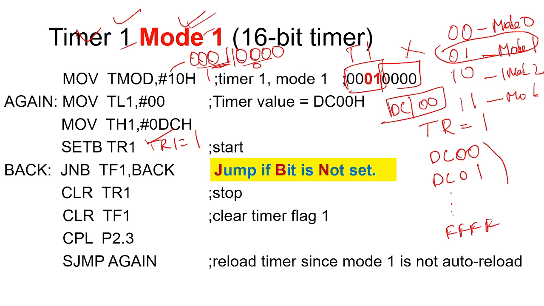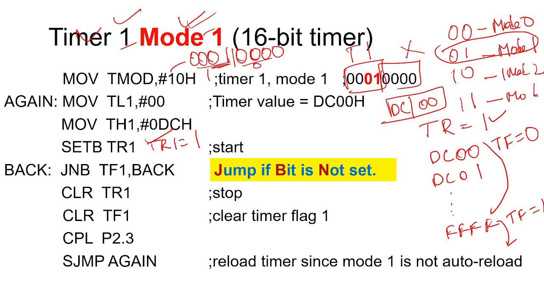During this transition, the timer flag will be 0. So the first condition to start the timer is that TR is 1. Then only will your timer start to count, from the loaded value, that is DC00. During this transition up to FFFF, your flag will be 0. Once it reaches the rollover condition, your flag will become 1. This concept we need to write in the program.